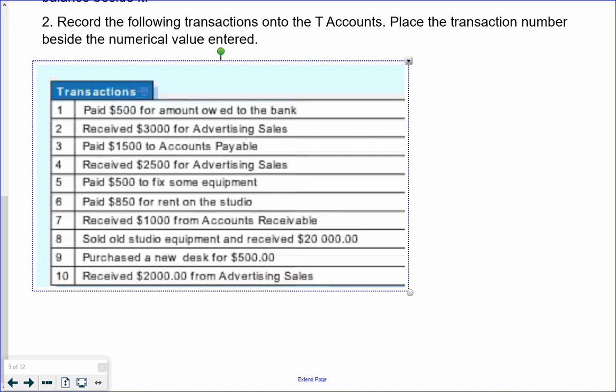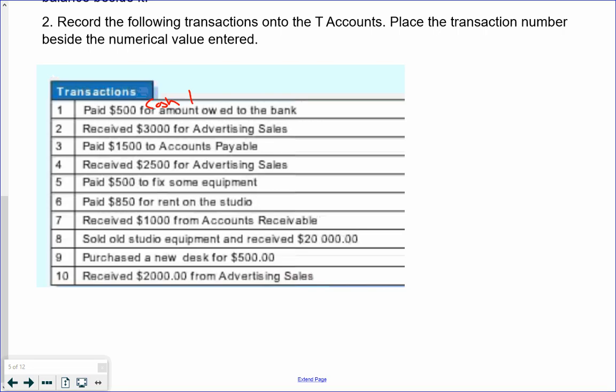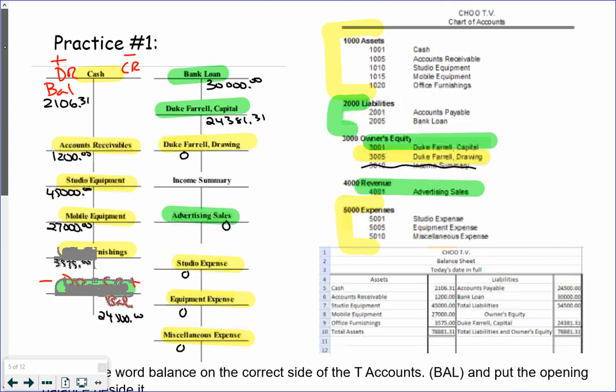Because you're paying money into and out of it. So you paid $500 amount owed to the bank. So your cash is going to go down, right? So I always try to figure out one of the two accounts and then I'll know what to do for the other one. So cash is going to get credited $500. And this is transaction number 1. So remember, every transaction has to have a debit and a credit. So I'm crediting cash. So that must mean then that my bank loan is going to get debited 500, right? Because remember, debit, credit.